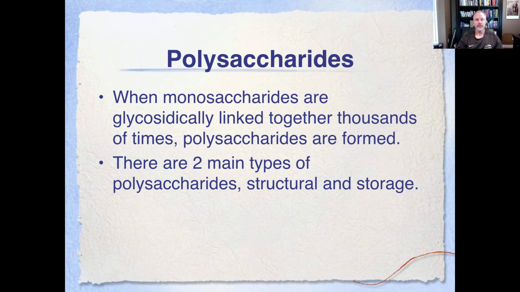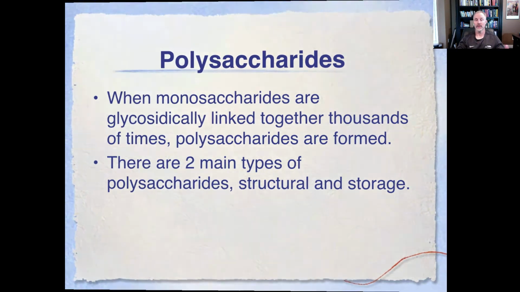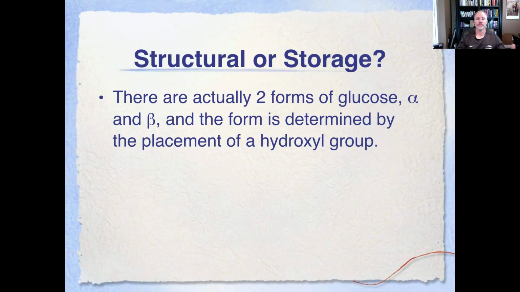Okay. Now, polysaccharides, we said that when you form these glycosidic linkages between these individual monomers thousands of times, this is where you're getting a polysaccharide. And there's two main types that we talked about in class. We talked about structural and we talked about storage. Okay, so the two main forms of glucose, we have alpha glucose and beta glucose, and we did a whole activity with that.